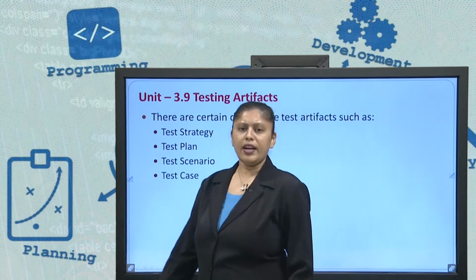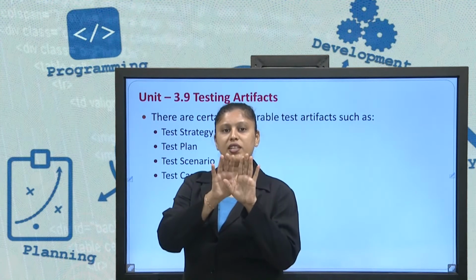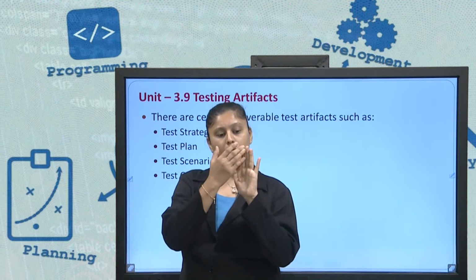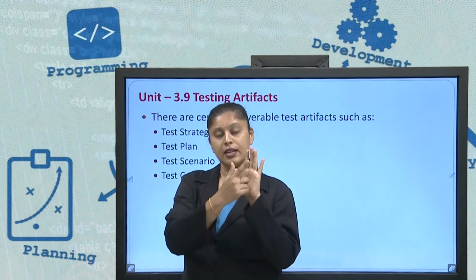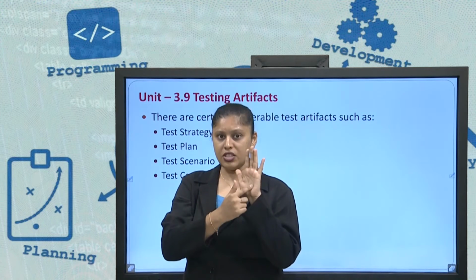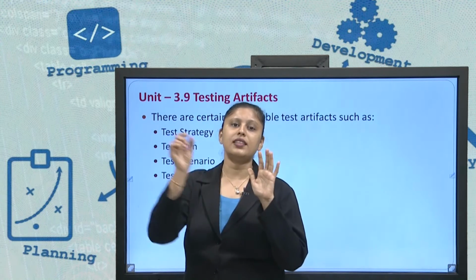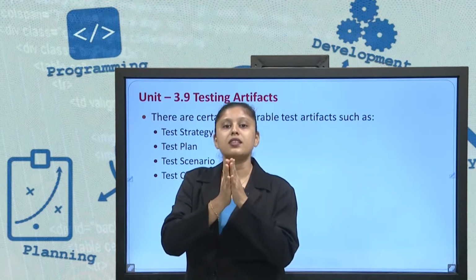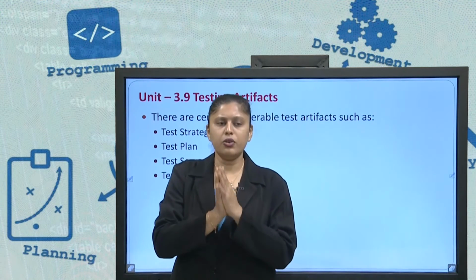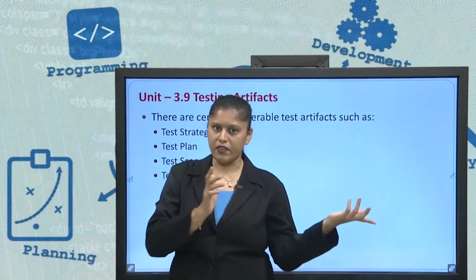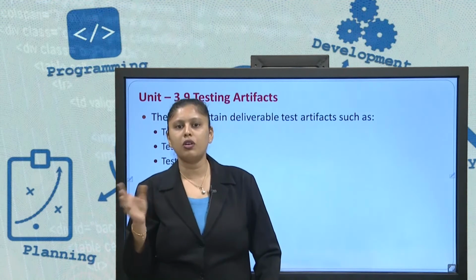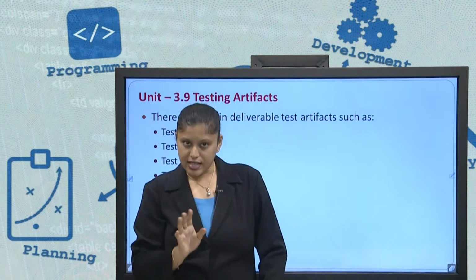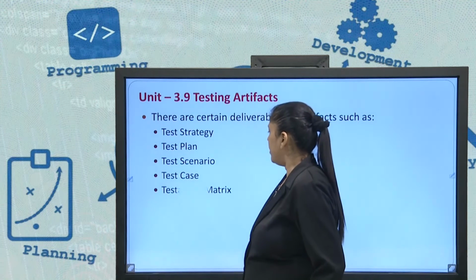Then test cases. Every scenario will have a test case, with different parameters listed, which will be checked. If those parameters are checked and passed, we say the test case is passed. If it fails, then we say the test case is failed. If it is a failure, then we have to give it back to our developers, saying the test case has not passed properly and you have to modify the code. So, test case is there.